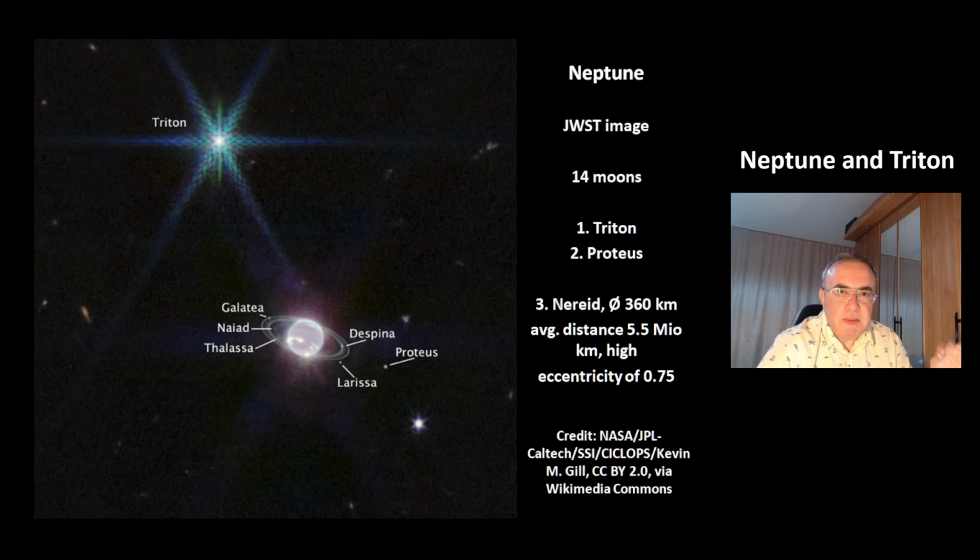This is another James Webb Space Telescope image of the planet Neptune. It has 14 moons. The biggest moon is Triton. Second biggest is Proteus. Third is Nereid. Nereid is interesting. It has a size of 360 kilometers and average distance of 5.5 million kilometers. What's interesting is its high eccentricity of 0.75.